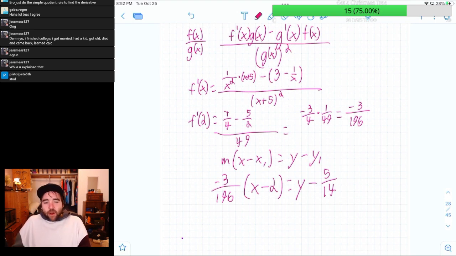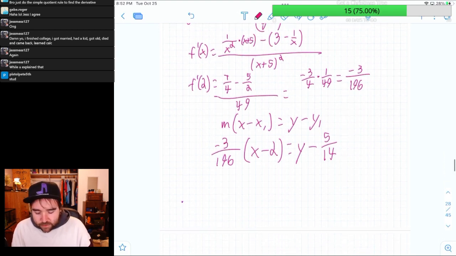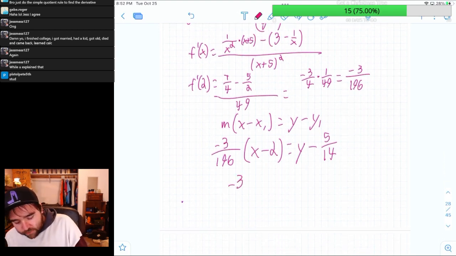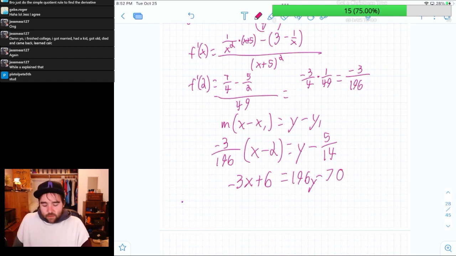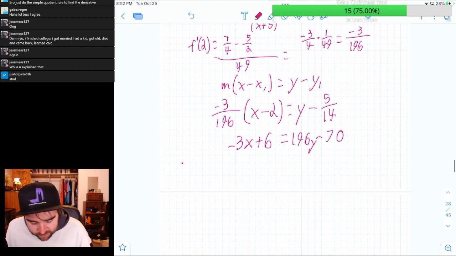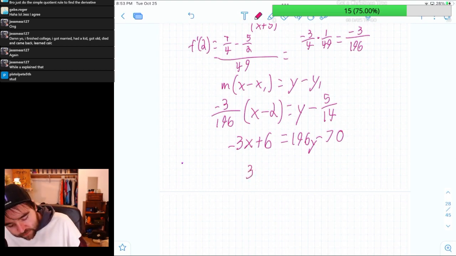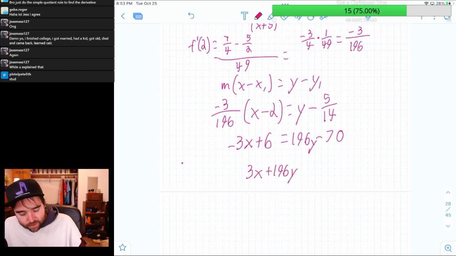Okay, and you know what? That's not bad at all. Because now if we multiply both sides by 196, you just get negative 3, go ahead and distribute. Negative 3x plus 6 equals 196y minus 70. So that's not that bad, actually. We put that in standard form. So it becomes 3x plus 196y equals 76.